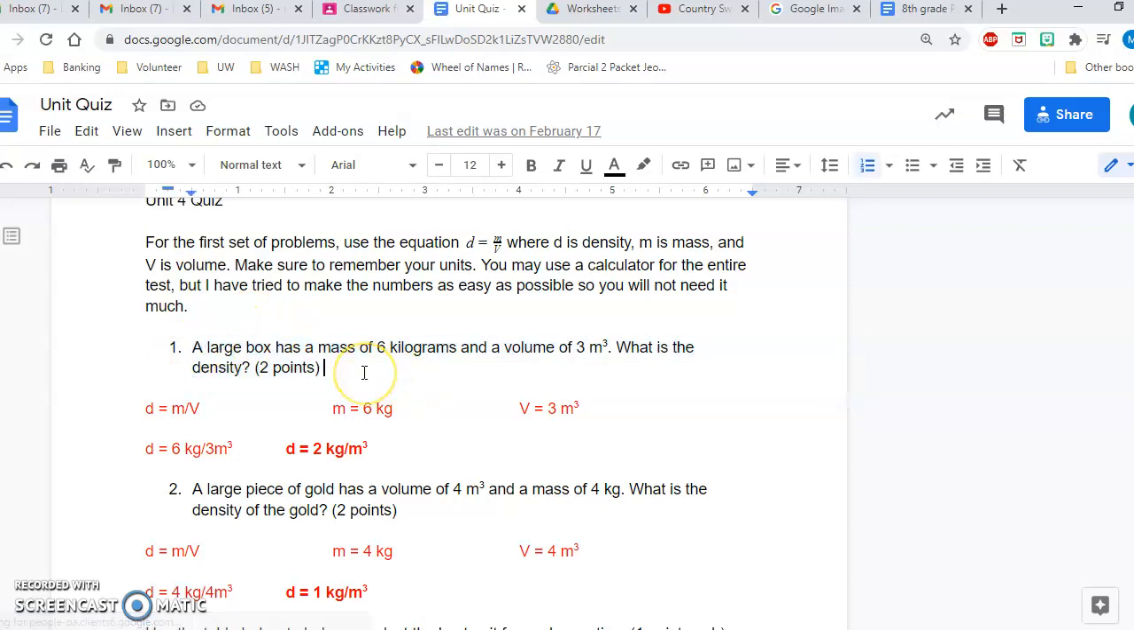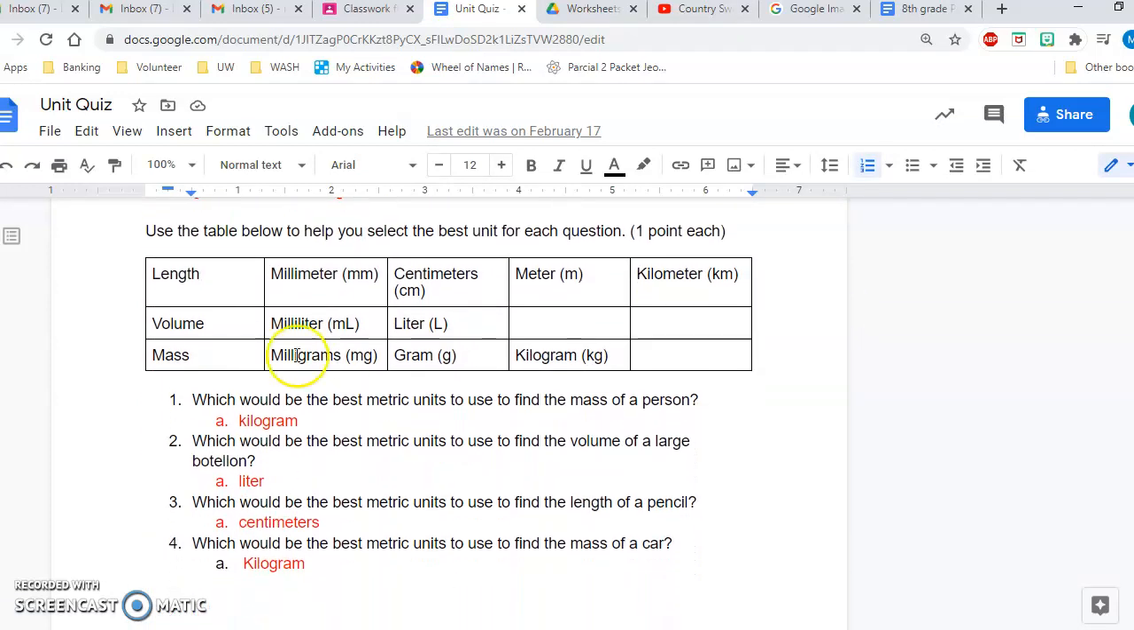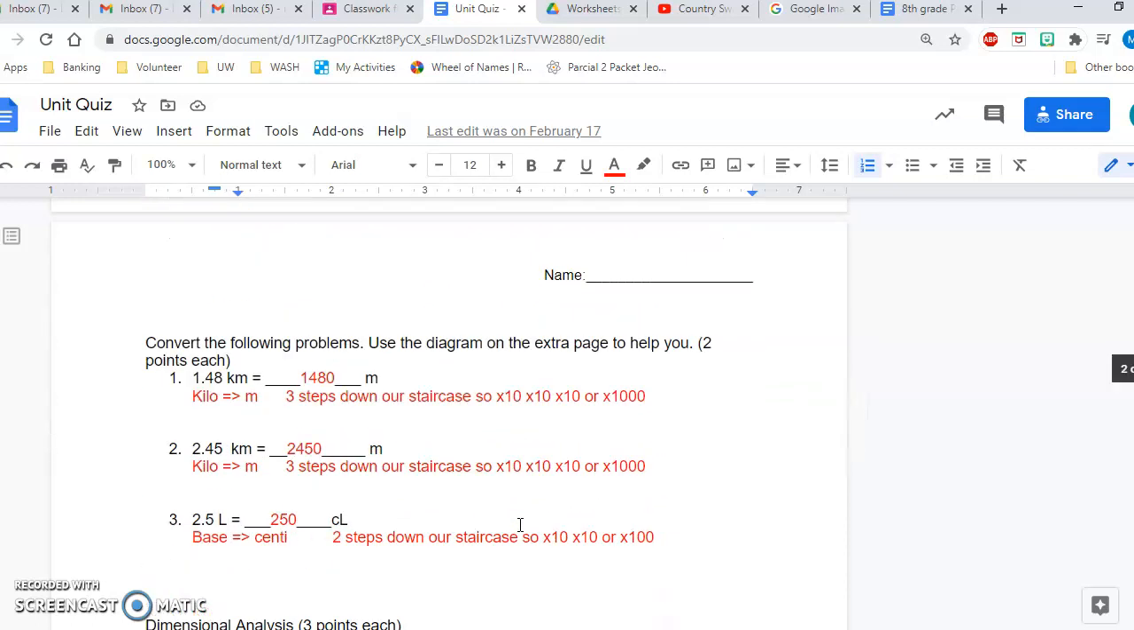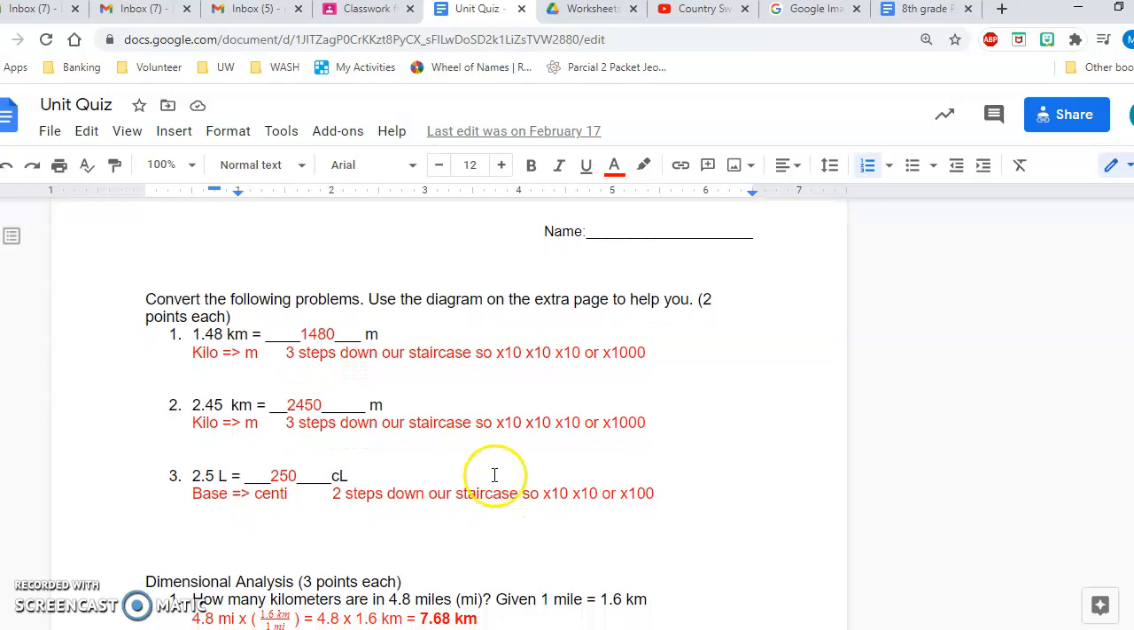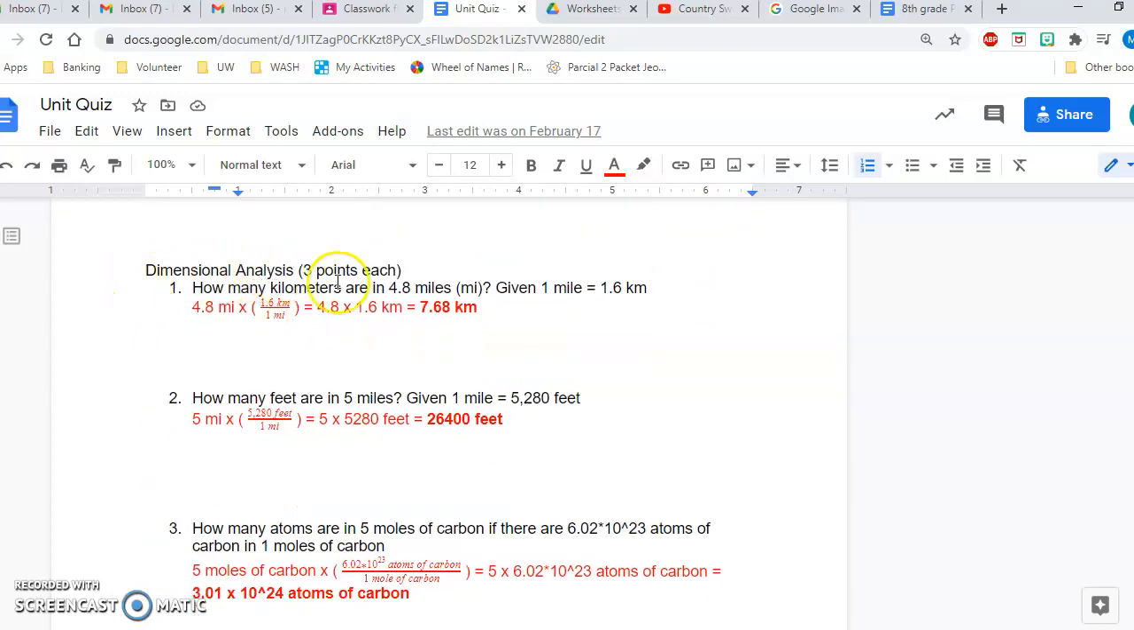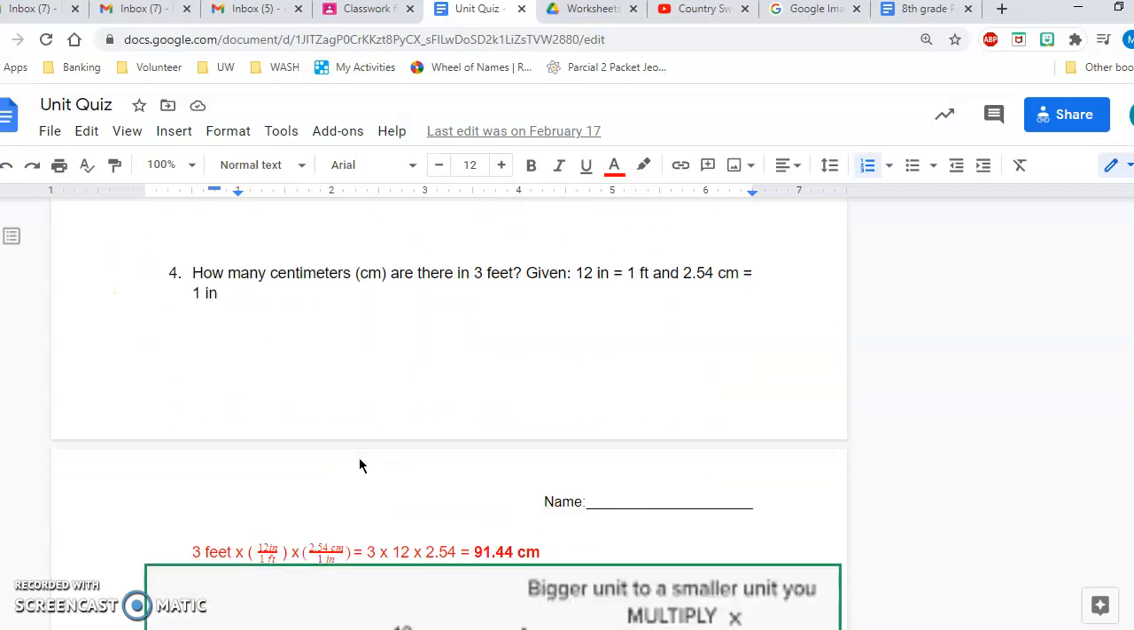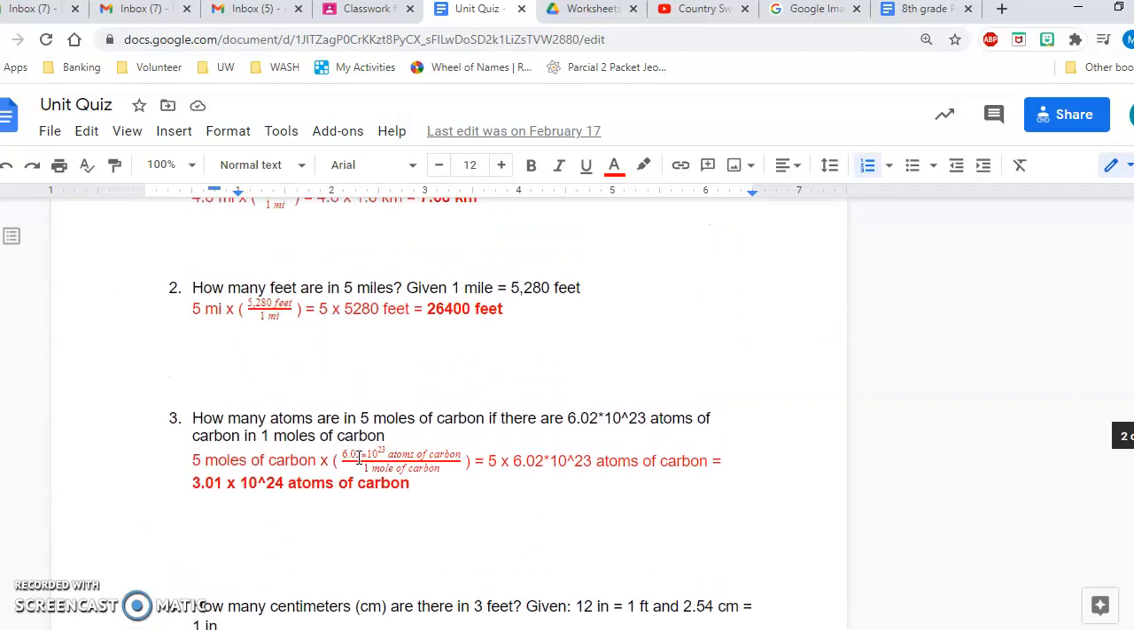So our test is going to have a couple density equations, a couple questions about picking which would be the best unit. It's going to have a couple questions about converting in metric units, and some dimensional analysis converting, and then we're also going to do our heat stuff.